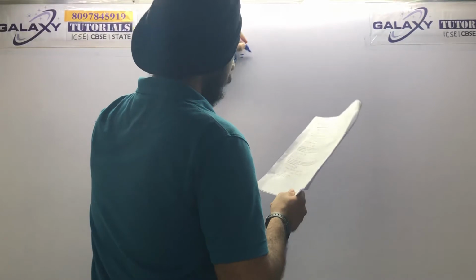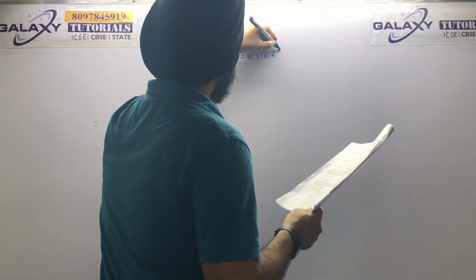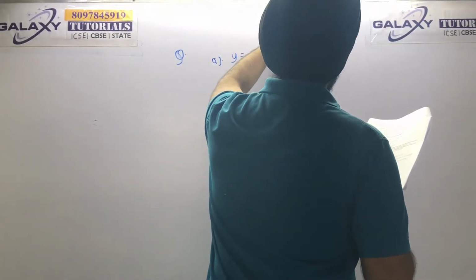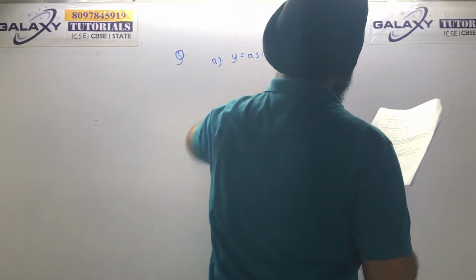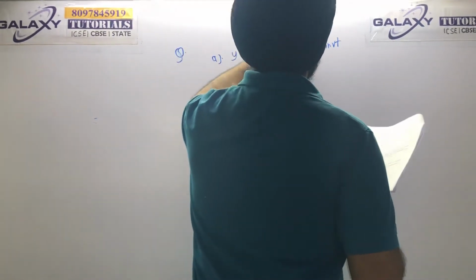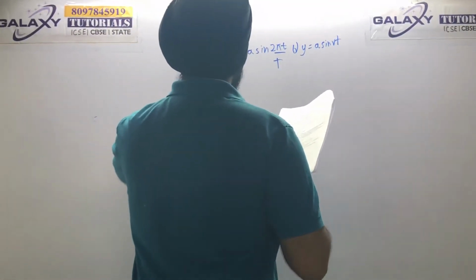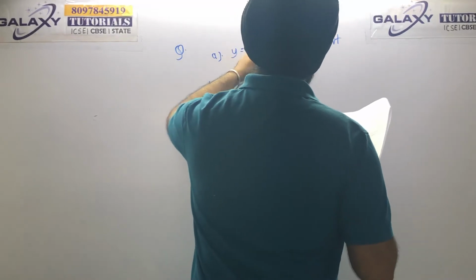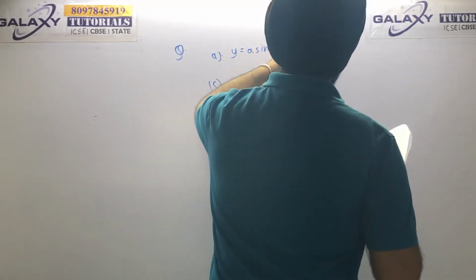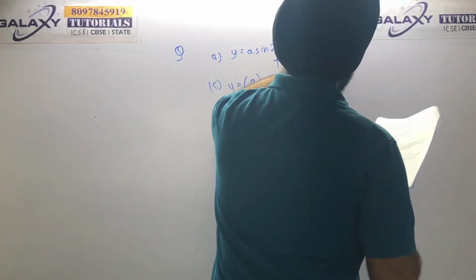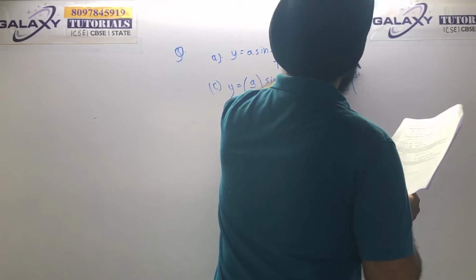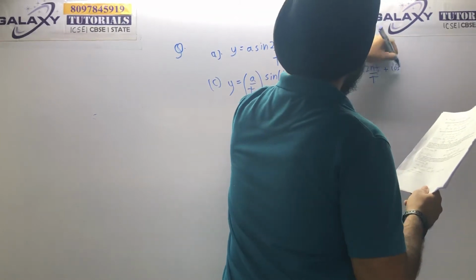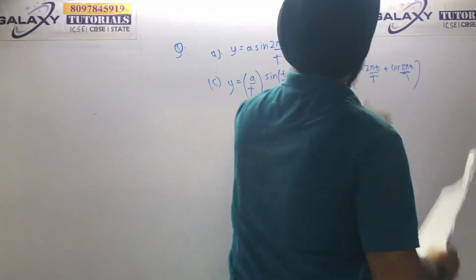They are: a, y is equal to a sin 2 pi t upon capital T; b, y is equal to a sin vt; c, y is equal to a upon t; and d part is y is equal to a by root 2 sin 2 pi t upon capital T plus. This is the question.